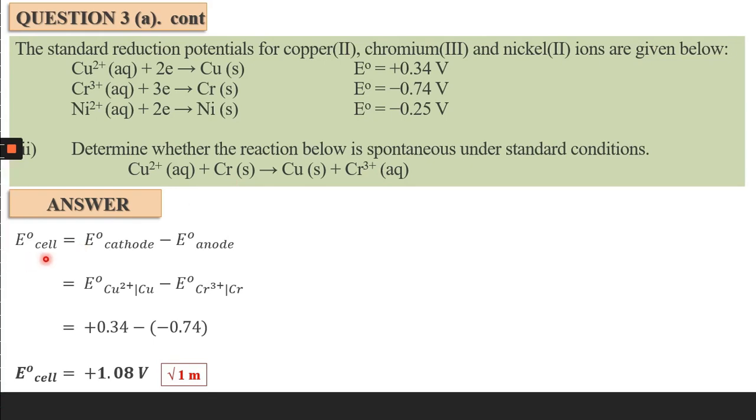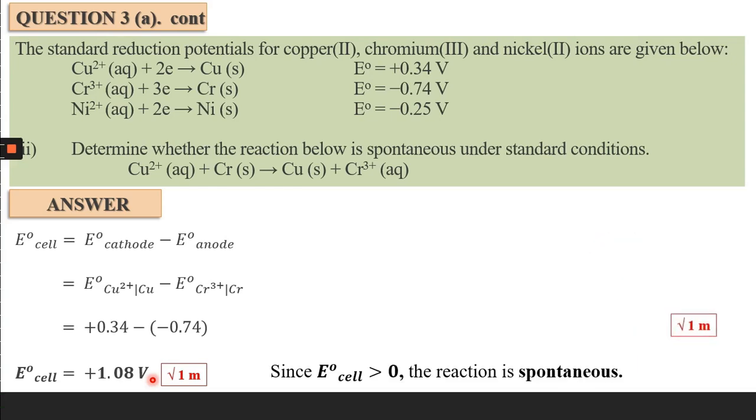By using this equation, E naught cell equals E naught cathode minus E naught anode. Insert the E naught given by this question, 0.24 minus negative 0.74. You will get E naught cell value to become positive 1.08 volts. Now, because E naught cell is positive, which is larger than 0, the reaction is spontaneous. So these are the marks for this question.